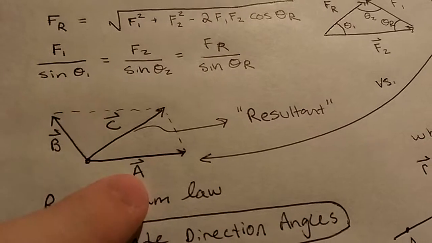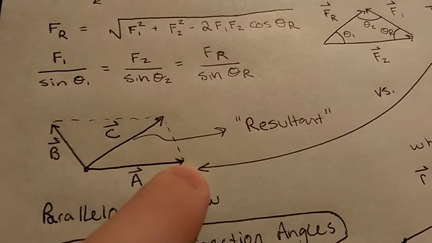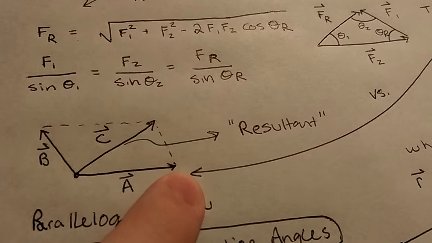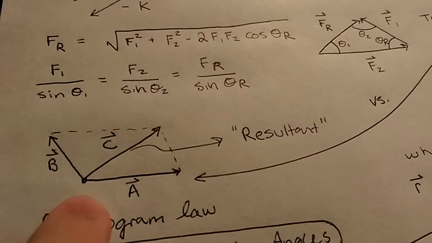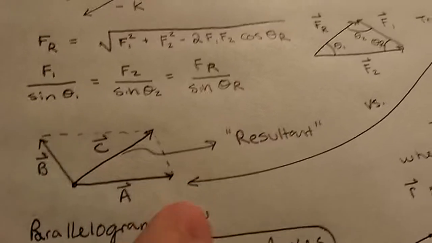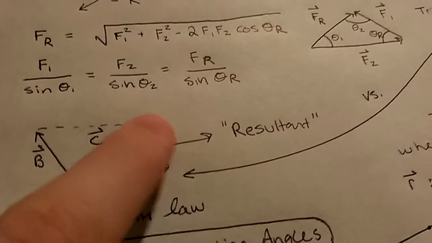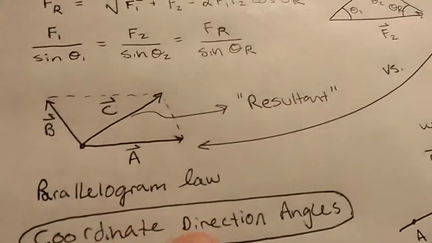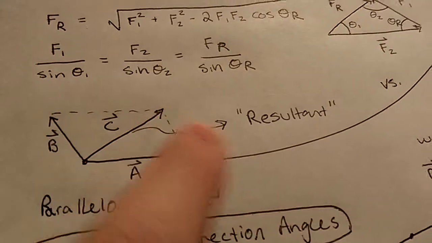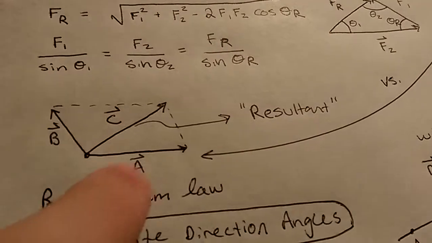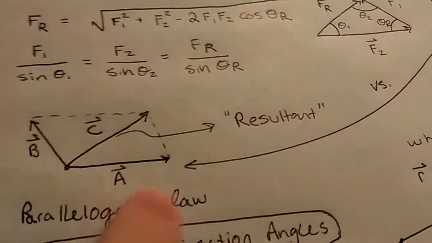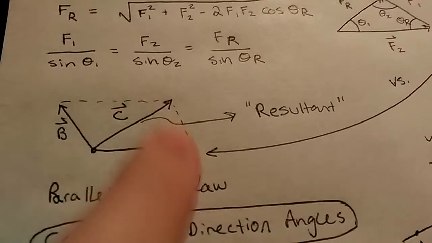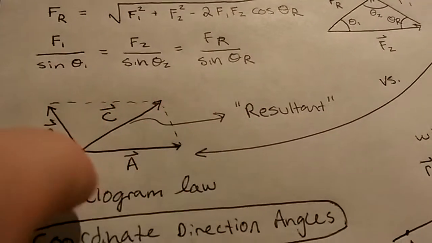So what do we do here? We draw a dashed line or a line from the head of A parallel to B, and do the same thing off of the head of B, and where the two lines intersect and form this parallelogram, you have the head of the resultant. So if you add A and B together, you get C, which is a resultant. Again, by drawing lines parallel to the two sides and making this parallelogram with the resultant being the diagonal.